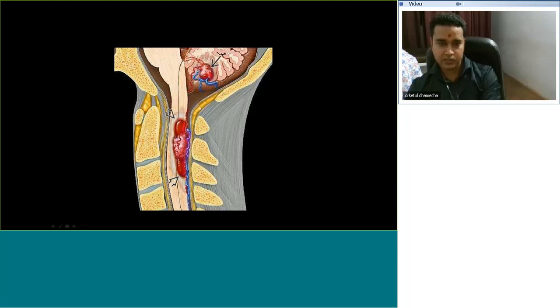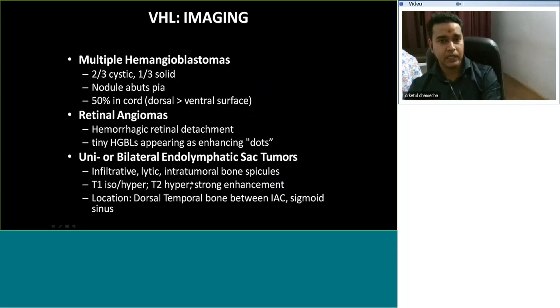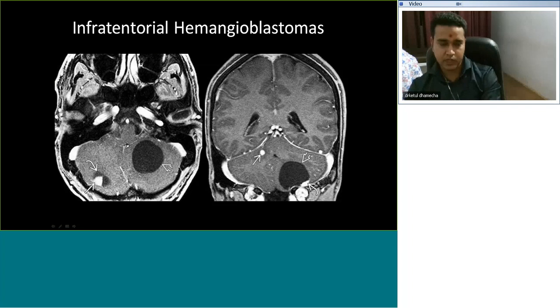enlarged draining veins. This is cerebellar, this is spinal. You can see a large cyst with an enhancing nodule adjacent to the pia, with a large draining vein. Multiple hemangioblastomas, retinal angiomas, or bilateral endolymphatic sac tumors. So in infratentorial hemangioblastoma, you can see a large cyst with a nodule. The nodule shows significant intense enhancement, adjacent to the meninges, with an enlarged draining vein.